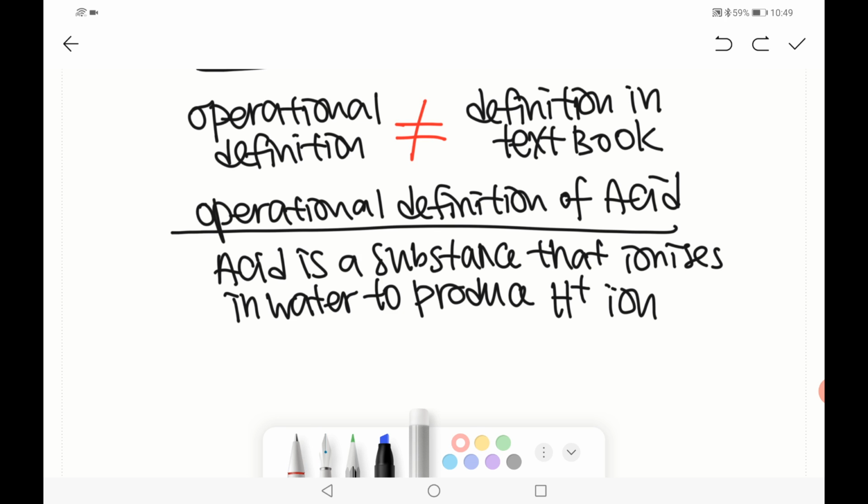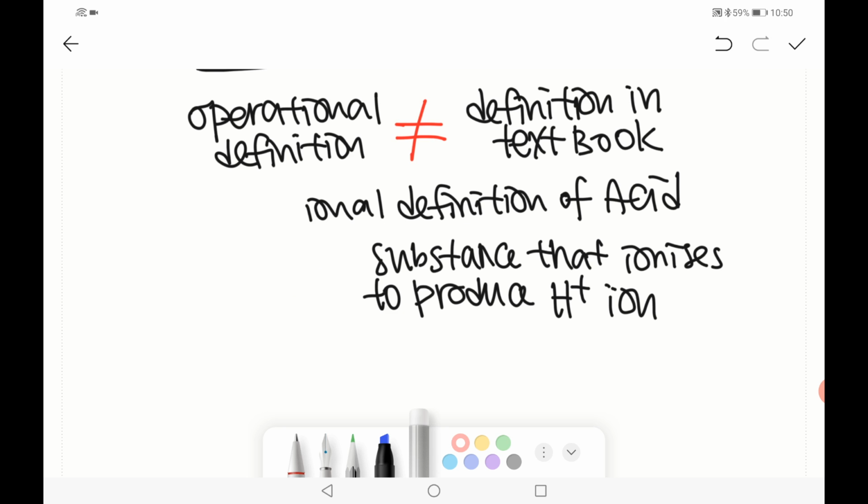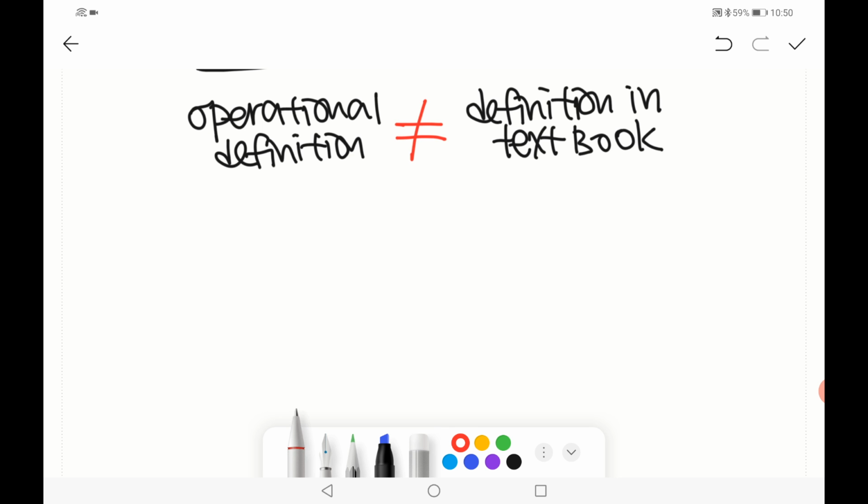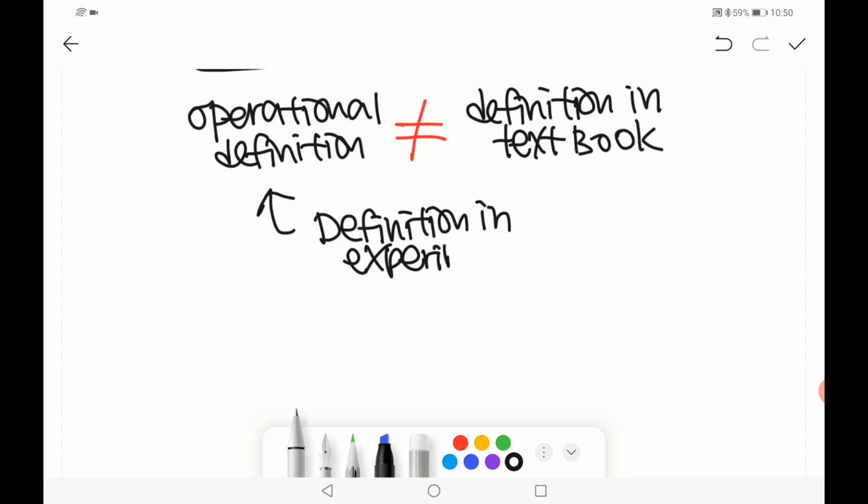Experiment. So operational definition is actually the definition in the lab. Okay, the definition in the experiment. So this is something I define as the definition in our experiment. So many people consistently score 0 marks when you come to operational definition.